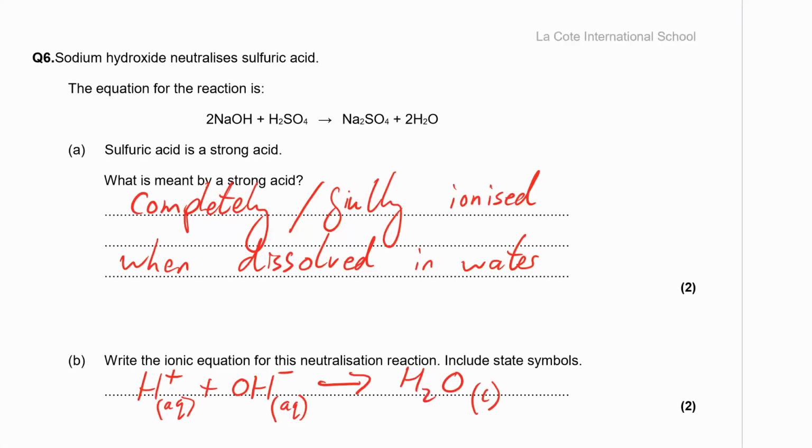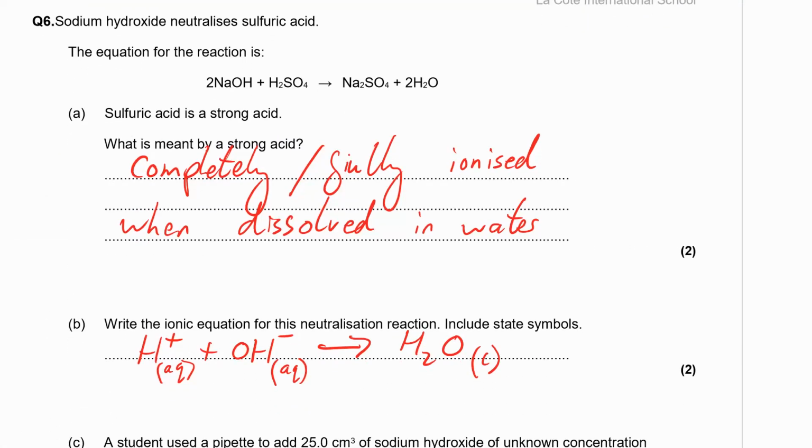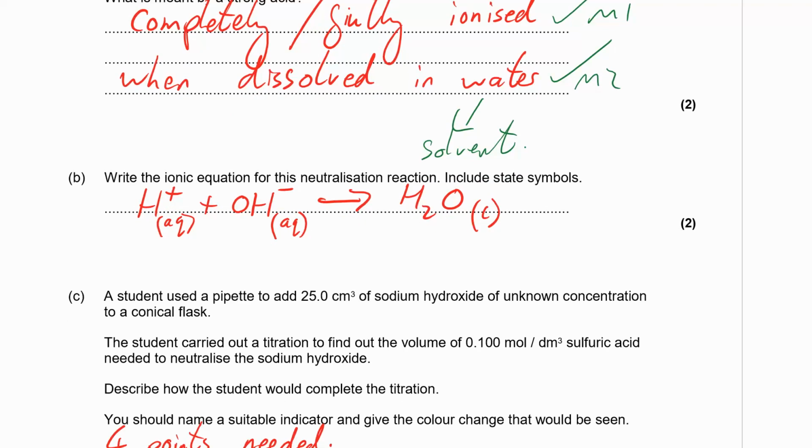Question 6. Now this is one a lot of people struggle on. This is a follow-up question from question 1. What is meant by a strong acid? It completely or fully ionized. That's worth 1 mark. And then when dissolved in water is the 2nd mark. So all of acid and alkali chemistry, or acid-base chemistry, happens in water. Water is a very useful solvent, and it can dissolve lots of different things.